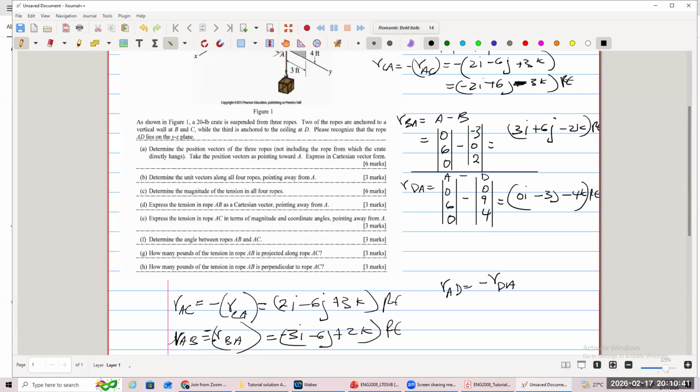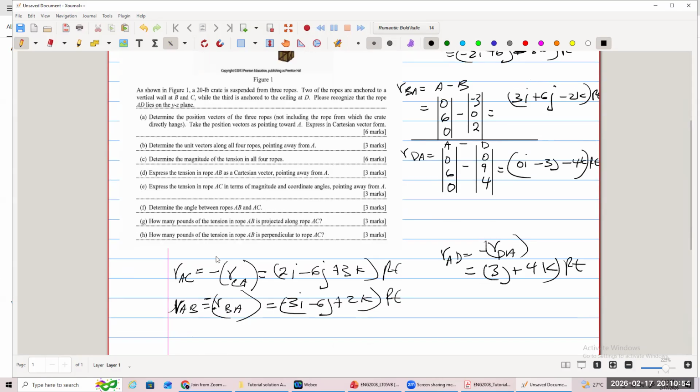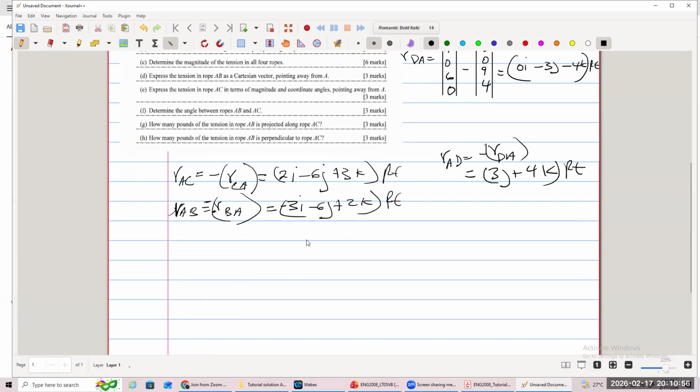You know your reverse order, so this is going to be 3j plus 4k. Right? Alright, so your reverse order, everybody knows that. How do we find a unit vector? Can somebody tell me the unit vectors now, the unit vectors for each line?